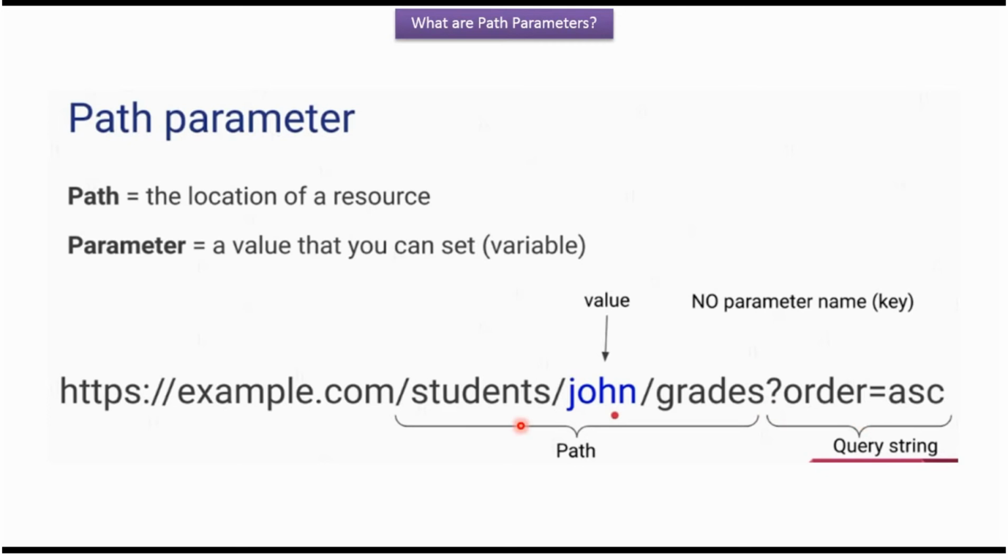If we send a request using this URL, we will get the response, and the response will contain grade detail of the student John. And here John is the path parameter. Suppose you want to get grade detail of Peter instead of John, here we have to send Peter. So in this case, this part is the path parameter. And unlike the query string, it does not have a key and value. It is only value.